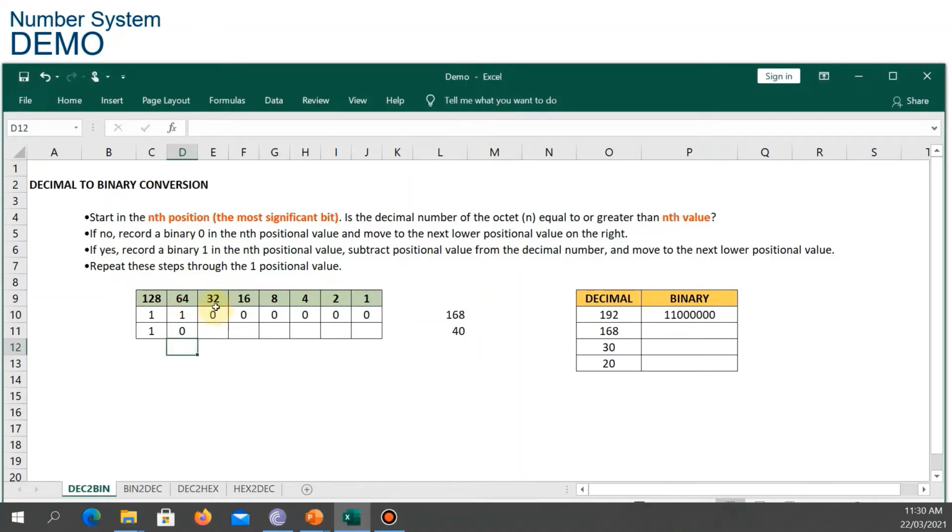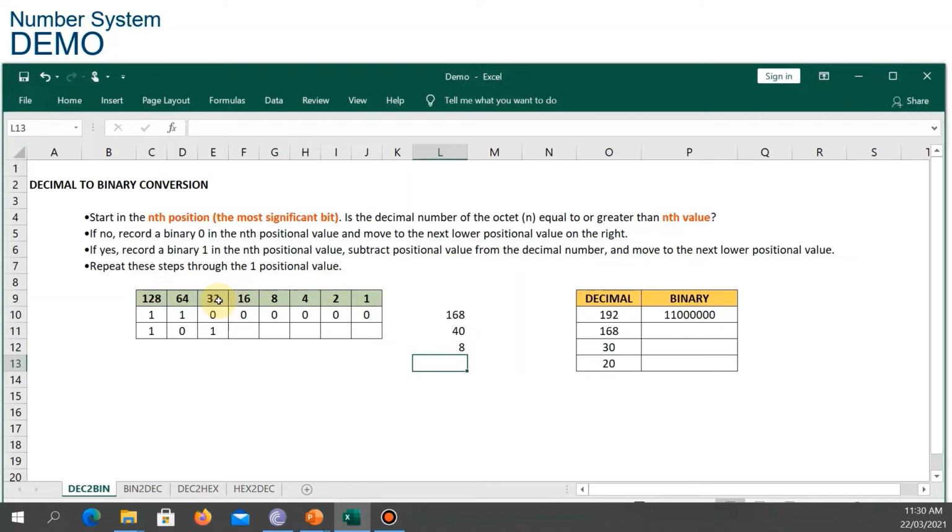All right, we need to proceed to the next lower positional value, which is 32. Now, is 40 greater than or equal to 32? It is greater, so therefore we need to place binary 1 here. Then we need to subtract that 32 from 40. This is 40 here minus the current positional value, which is 32. That would yield 8.